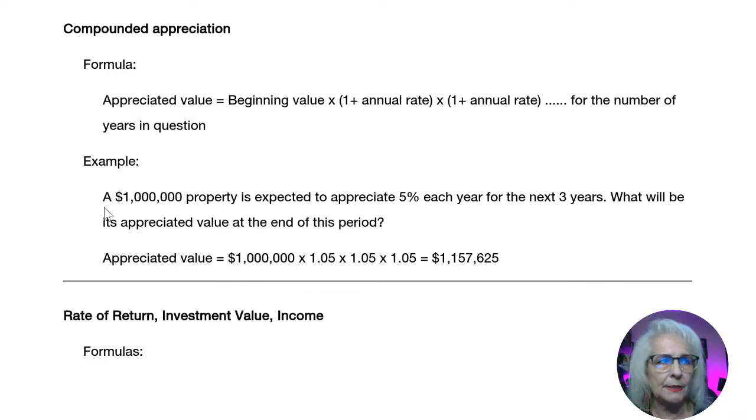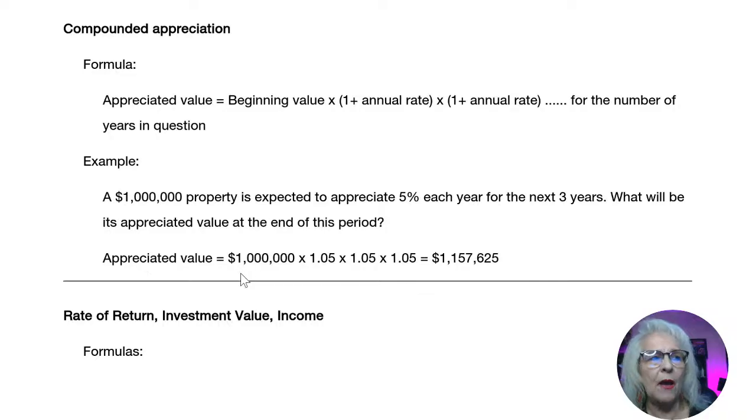So an example is a $1 million property. They love to use $1 million properties, right? Yesterday we had 7 million, 1 million. So a 1 million property is expected to appreciate 5% each year for the next 3 years. So how much is it appreciating? 5%. For how many years? The next 3 years. Pay attention to those numbers. What will be its appreciated value at the end of the 3 years?